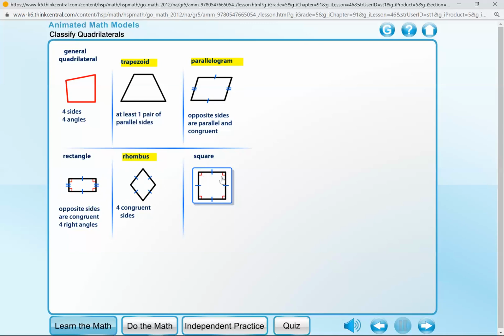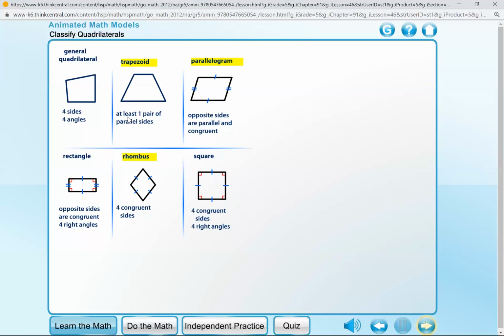But you know what rhombus does have right angles? This one right here. That's a special rhombus called a square. A quadrilateral with 4 congruent sides and 4 right angles is a square.